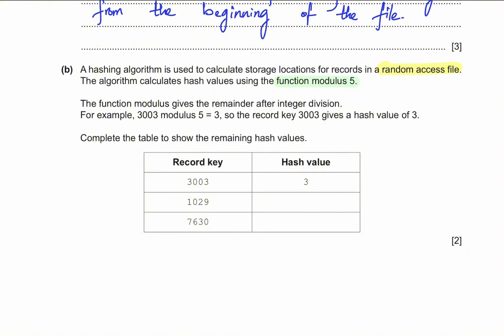For example, 3003 modulus 5 is equal to 3. So the record key 3003 gives the hash value of 3. And 1029 divided by 5 gives 205.8, so your hash value will be 4. Now 7630 divided by 5 will give a hash value of 0.